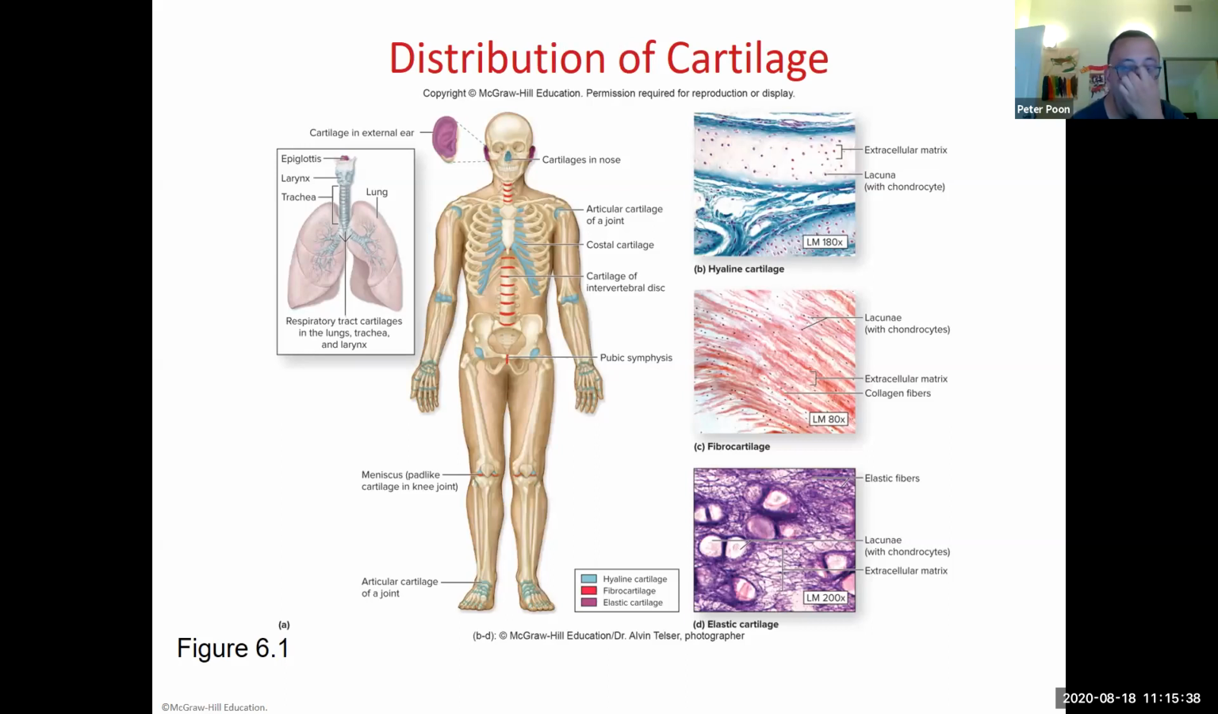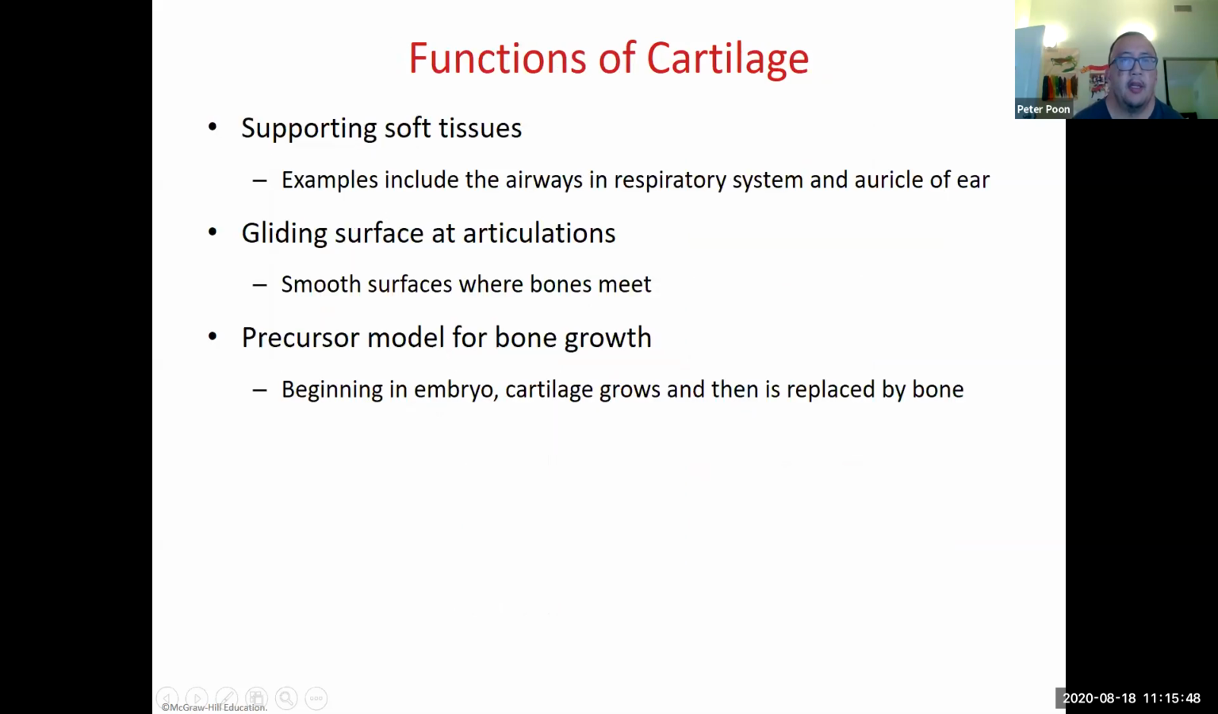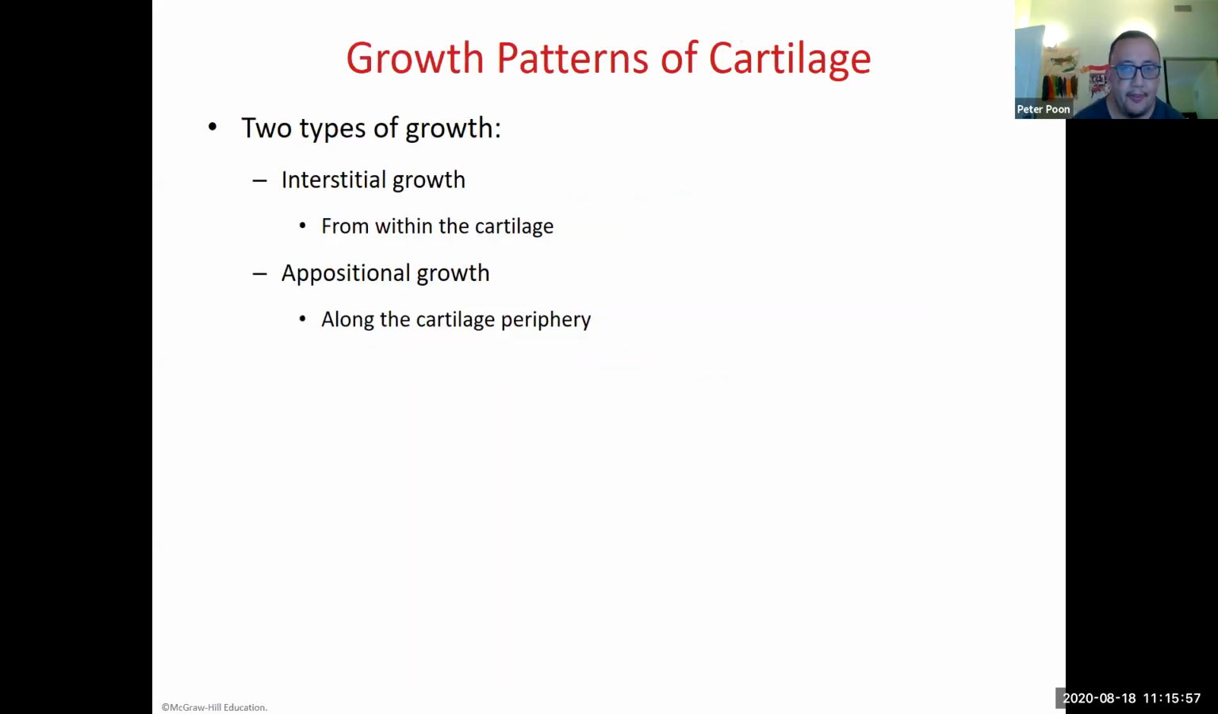Okay, there are 3 types of cartilage: hyaline cartilage, elastic cartilage, and fibrocartilage. All right. The functions of cartilage, this one you can read by yourself. There's 2 types of growth: interstitial growth from within cartilage, and appositional growth, cartilage growing along the outside.